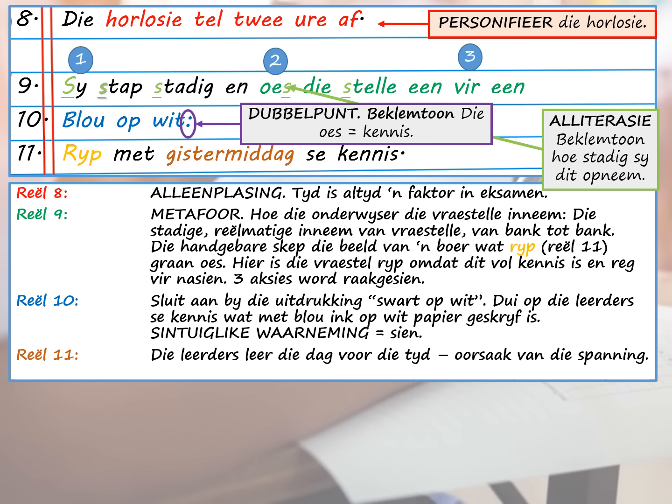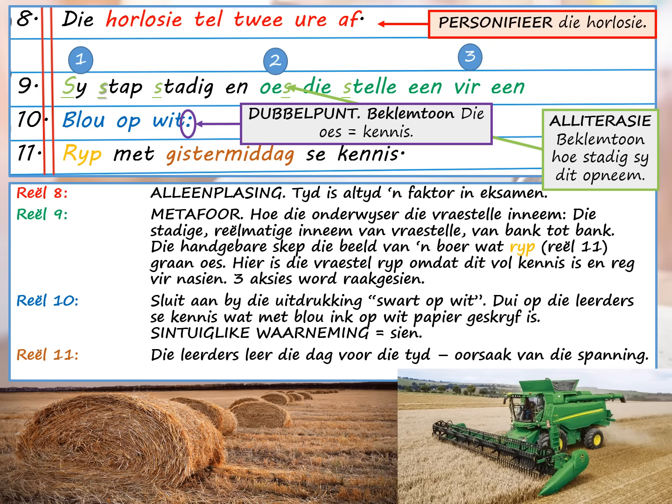Yes, there's the colon. The colon emphasizes the harvest, which is the kennis, the knowledge. So it basically says that they are taking in these stelle, which is the papers, one by one. There's blue on white. Now the colon says, let me explain what is being taken in, and then it says this blue on white is the papers ripe with yesterday's knowledge. And there we have just a little picture of a harvester.